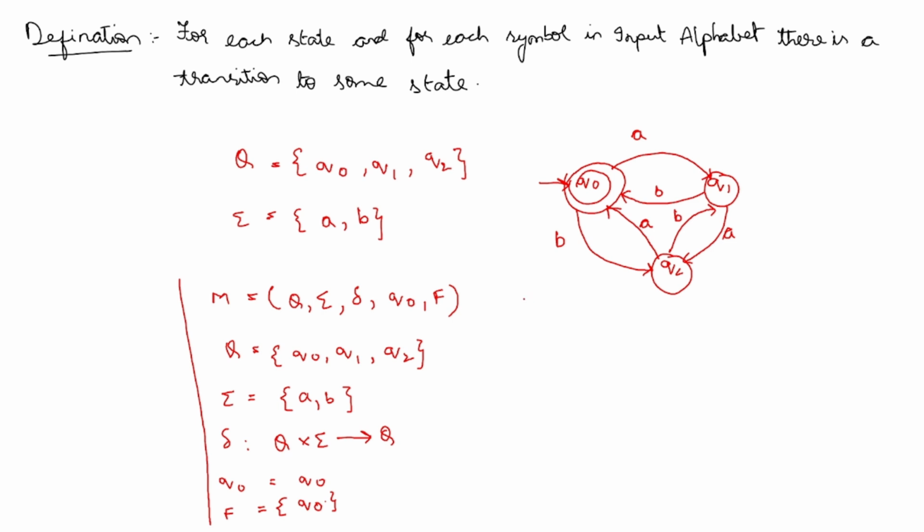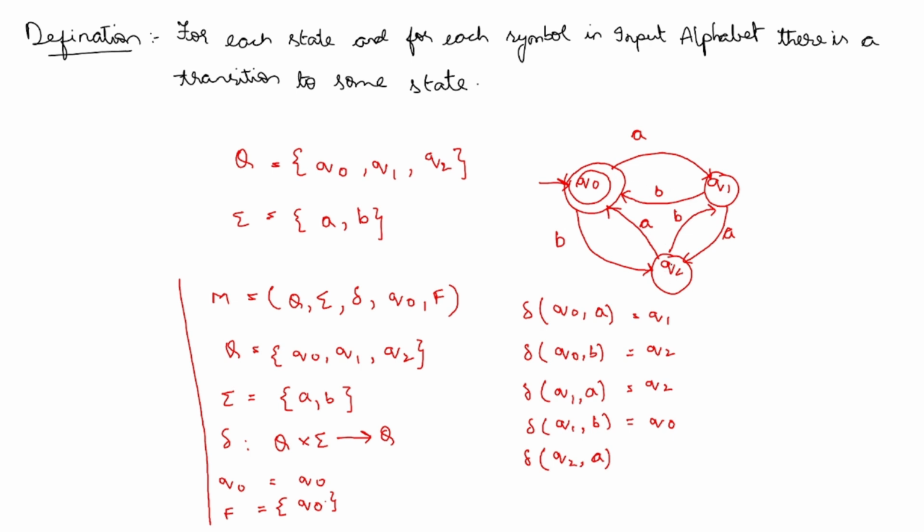Let's understand the transition function a bit more. Delta of Q0 comma A: Q0 applied with A goes to Q1. Delta of Q0 comma B: Q0 when applied with B goes to Q2. Delta of Q1 comma A: Q1 with A goes to Q2. Delta of Q1 comma B: Q1 when applied with B goes to Q0. Delta of Q2 comma A: Q2 when applied with A goes to Q0. And delta of Q2 comma B goes to Q1. So these are the transition functions for this diagram.